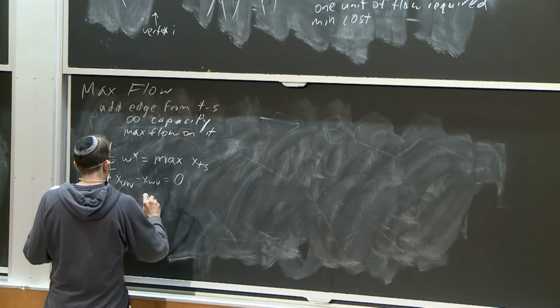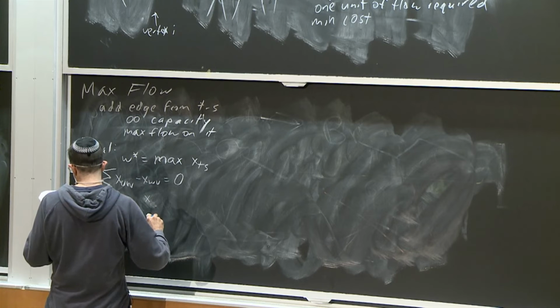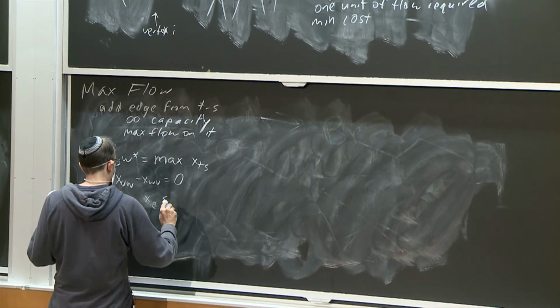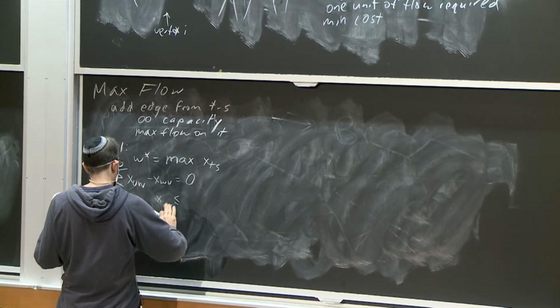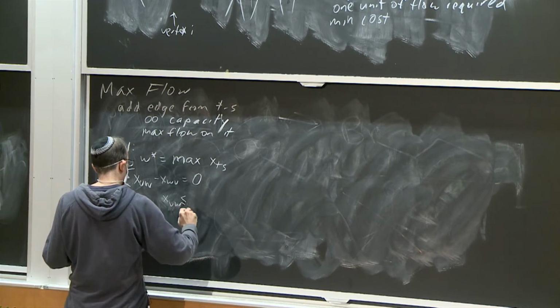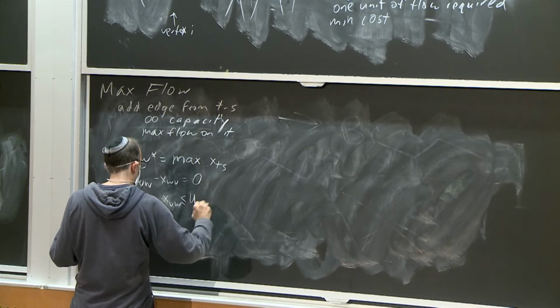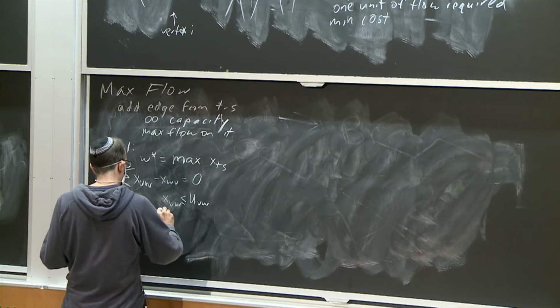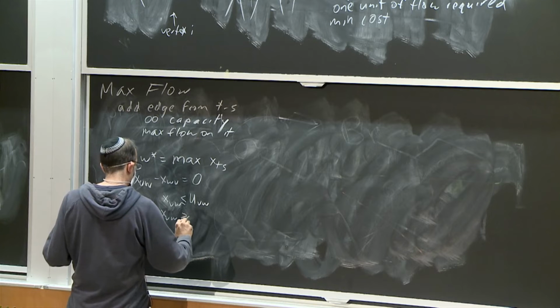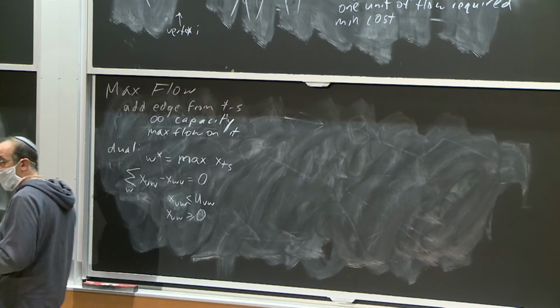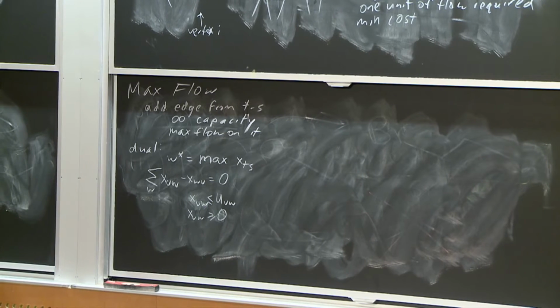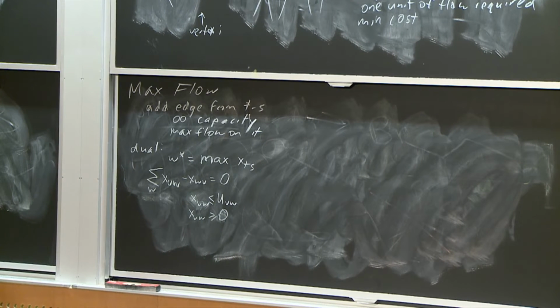We also are going to want the capacity constraints, that xVW is less than or equal to U sub VW. And also, we want flows to be non-negative, just to keep our intuitions happy. Yes? So this is an LP for the max flow problem.